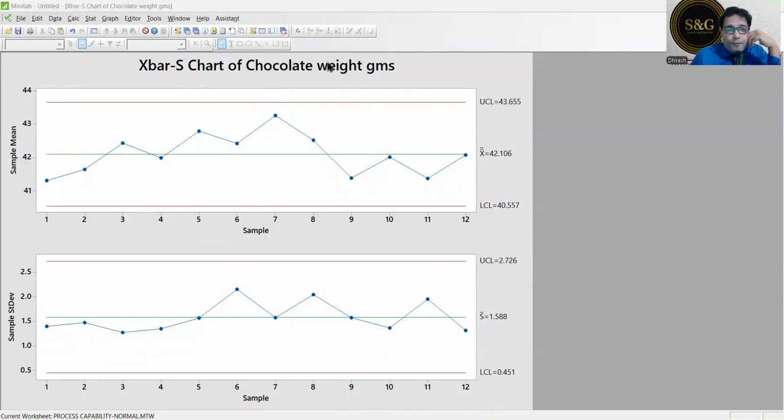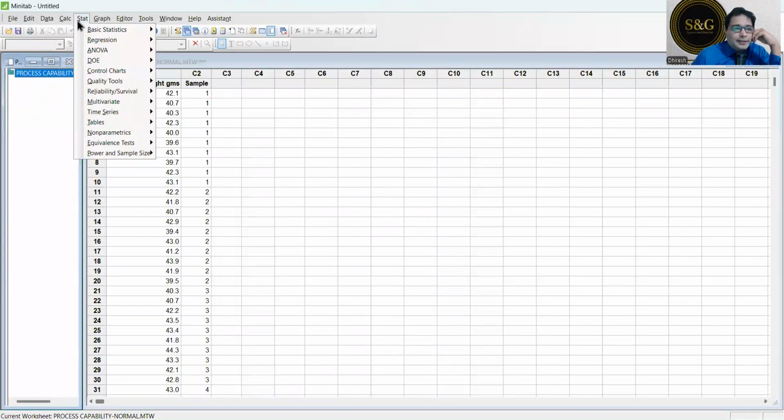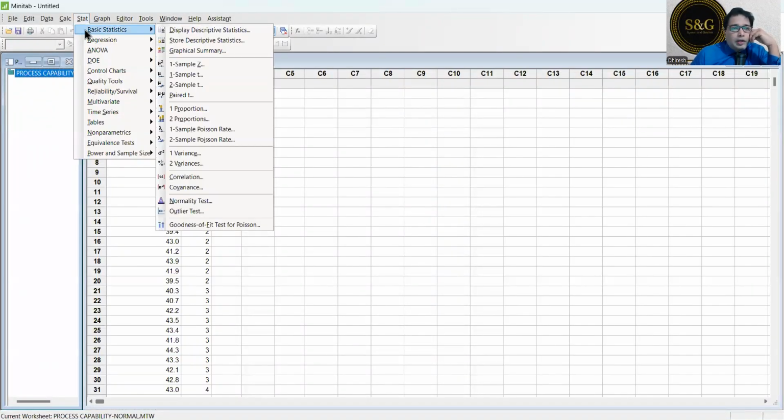Go back to the data now. Clicking on this tab, we are coming back to the data. Now we have to check the normality of the data. What is normality? Go to Stat, go to Basic Statistics. Just follow this sequence.